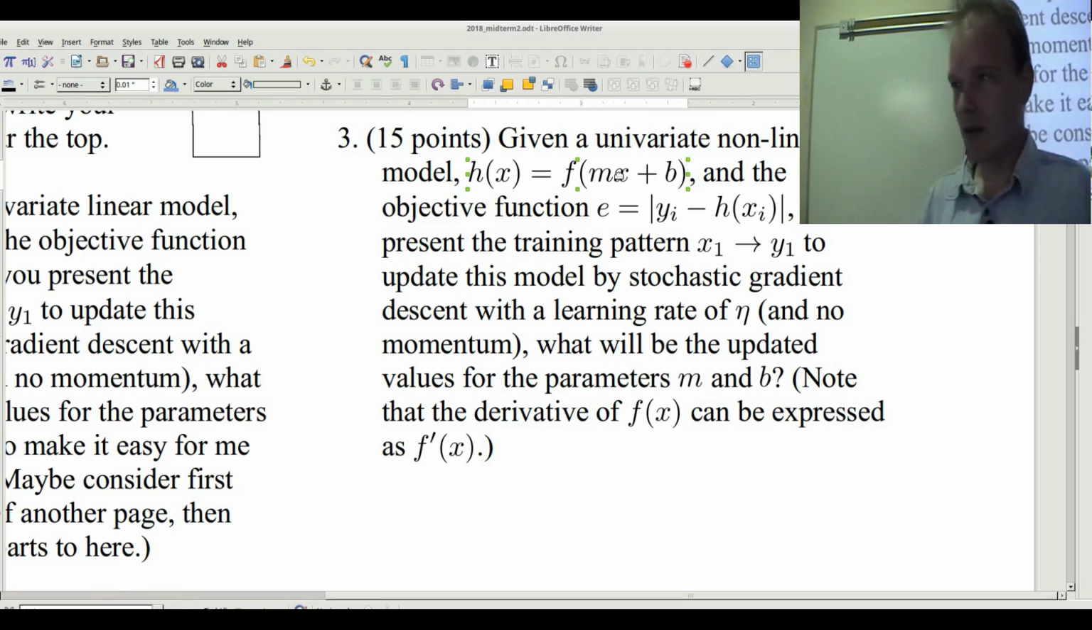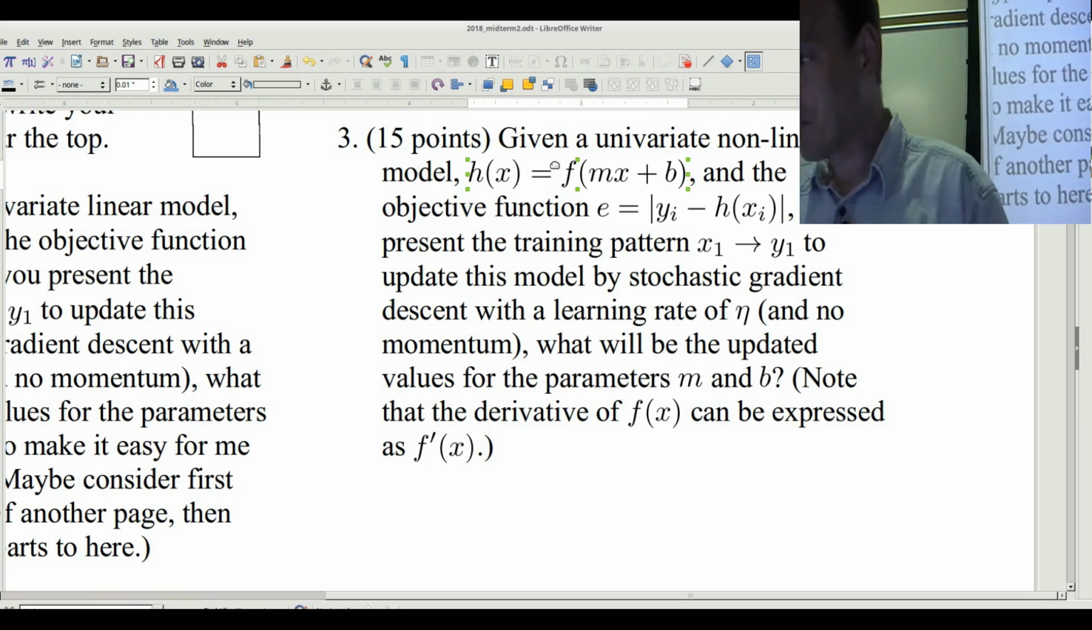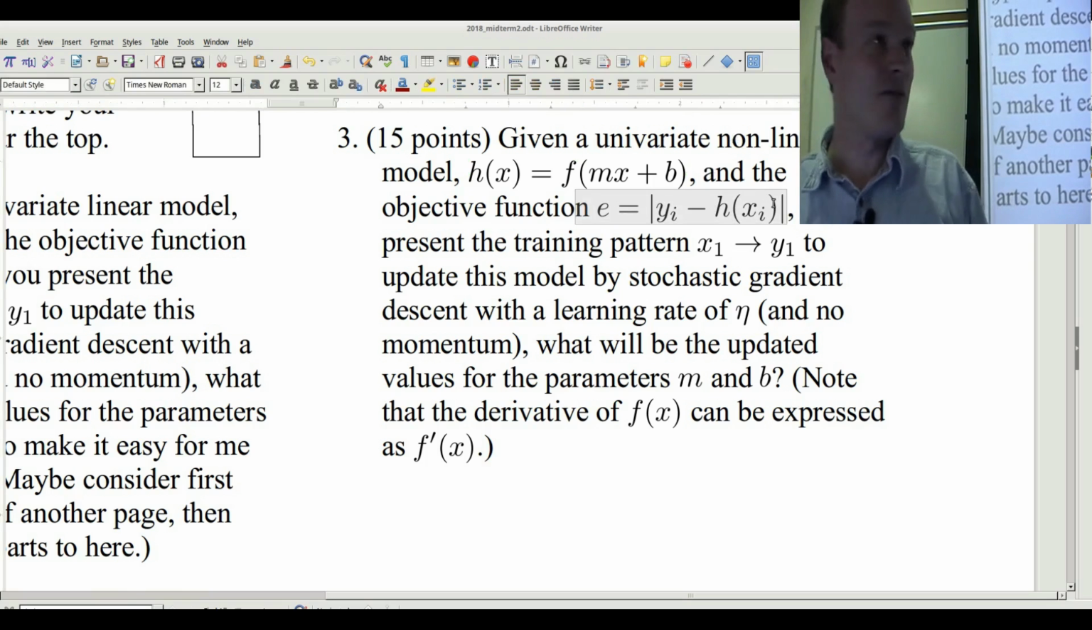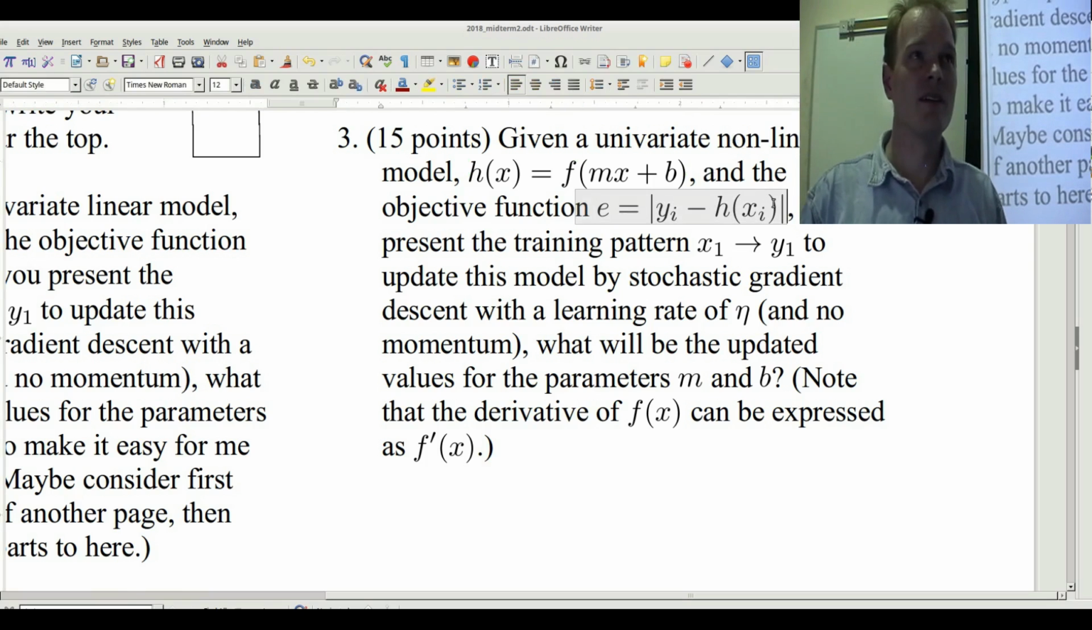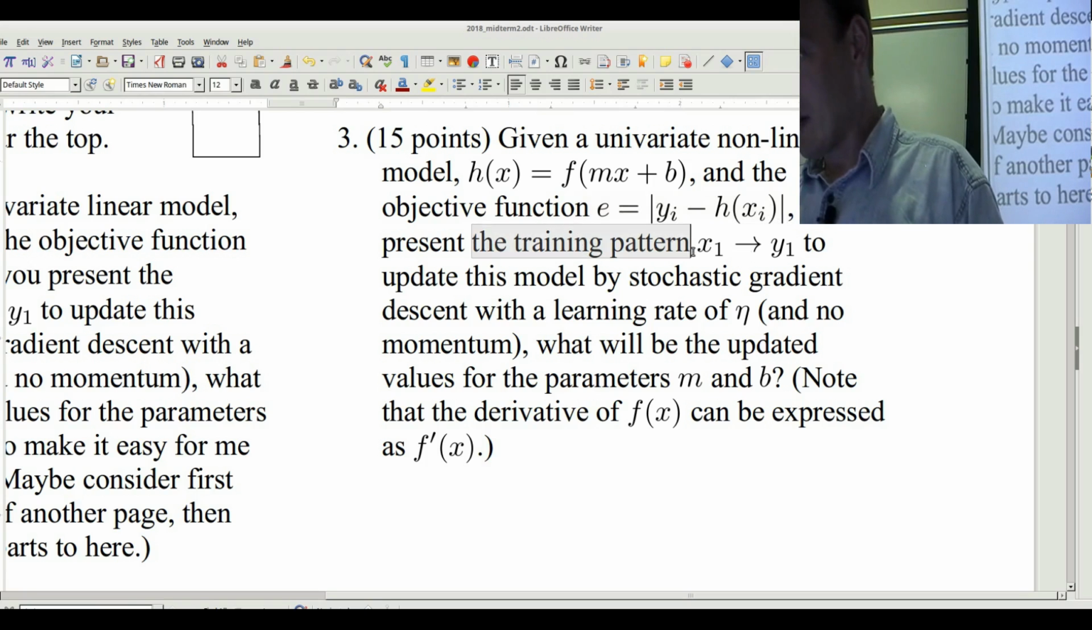This is a nonlinear model because it has an f in it, and what is f? Who knows? Presumably it's some nonlinear activation function. And the objective function, and then I threw in a new objective function. What's that going to do to you? Just changes what you have to differentiate. If you present the training pattern, basically everything else is the same. And by the way, the derivative of f of x can be expressed as f prime of x. That's just there because you're going to need it.